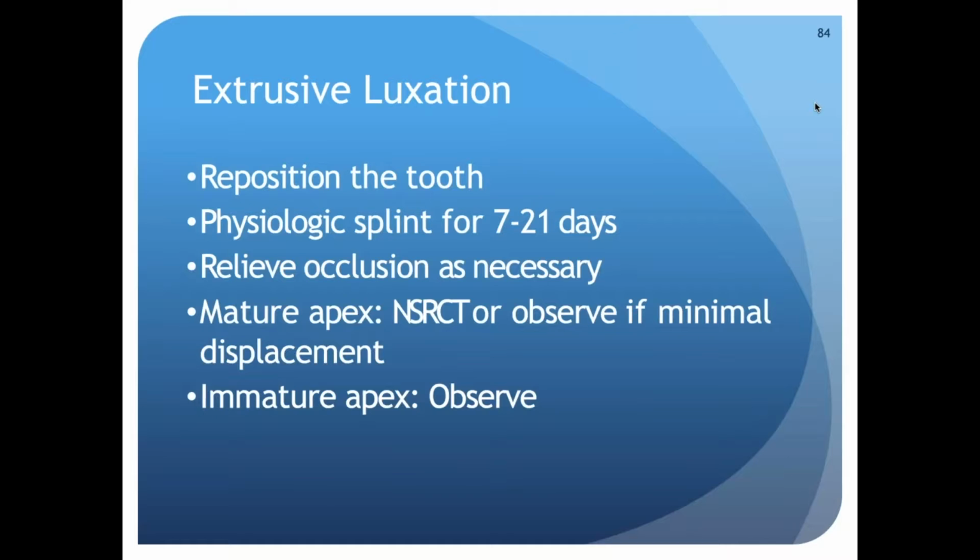Next is our extrusive luxation. We're going to reposition the tooth, physiologic splint for 7 to 21 days, relieve the occlusion as necessary. Mature apex, we're going to do a root canal or observe, and then an immature apex, we're going to observe.